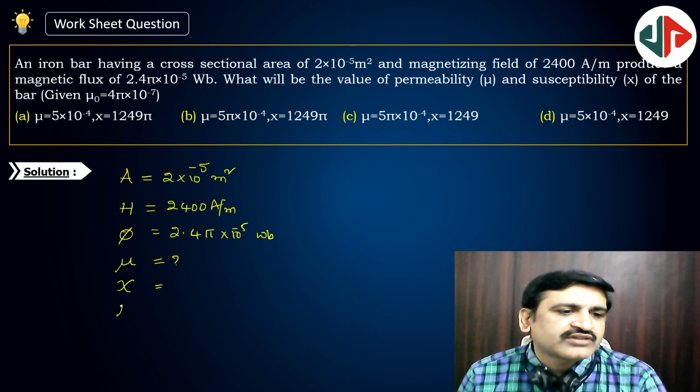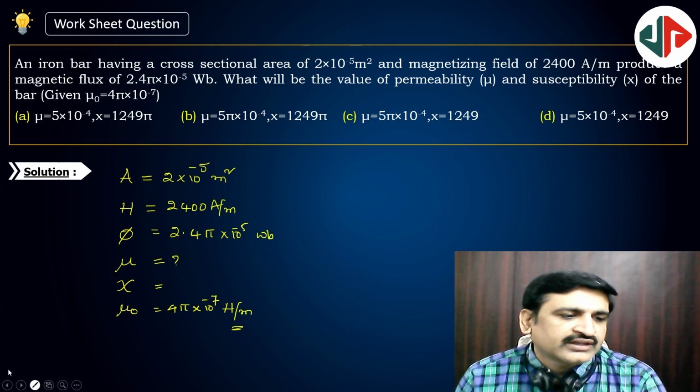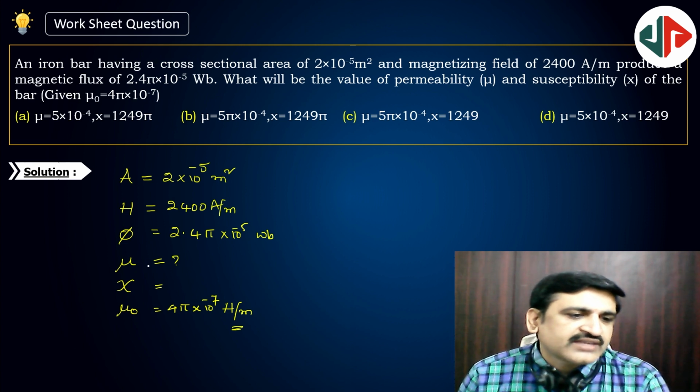mu naught is equal to 4 pi into 10 to the power of minus 7 Henry per meter. Its unit is Henry per meter. He is asking mu and chi.